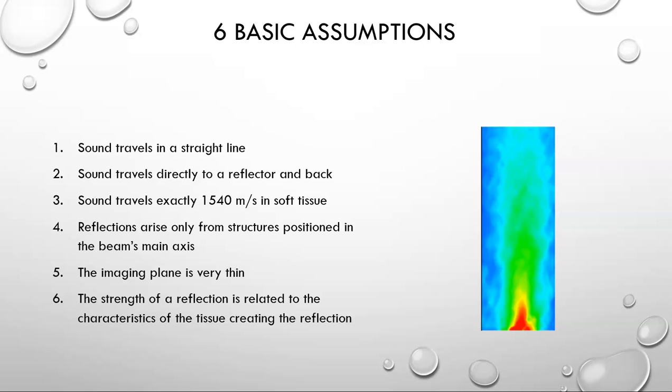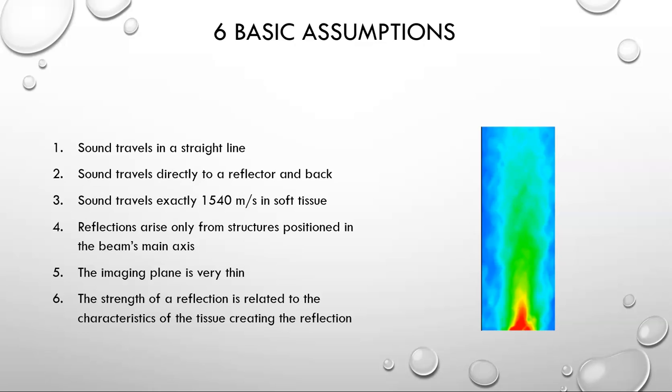So the 6 assumptions that manufacturers make when making an ultrasound machine are that sound travels in a straight line, sound travels directly to a reflector and back, and sound travels exactly 1540 meters per second in soft tissue. Reflections arise only from structures positioned along the beam's main axis. The imaging plane is very thin, and the strength of a signal is related to the characteristics of the tissue creating the reflection. And we know already that some of these assumptions are patently false.